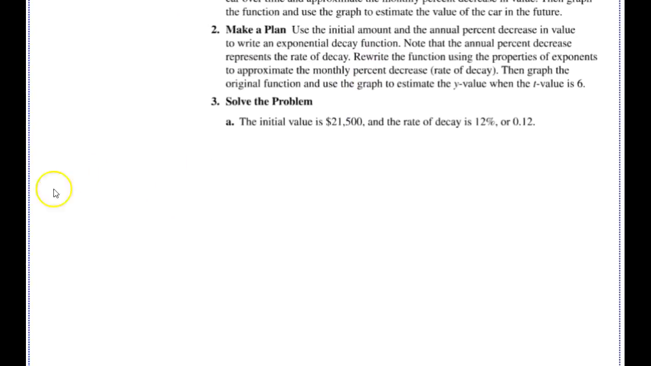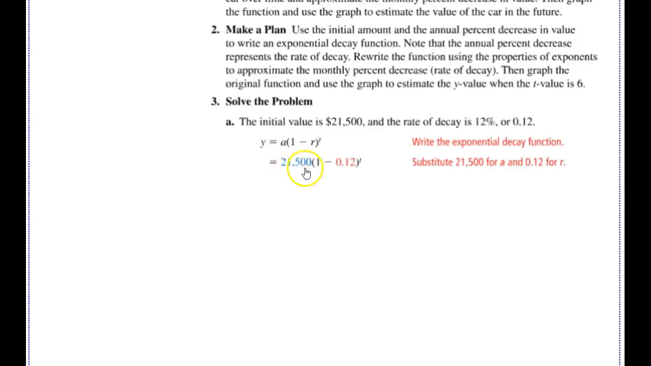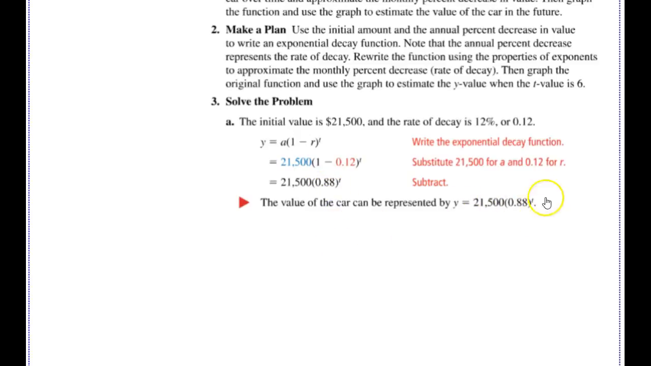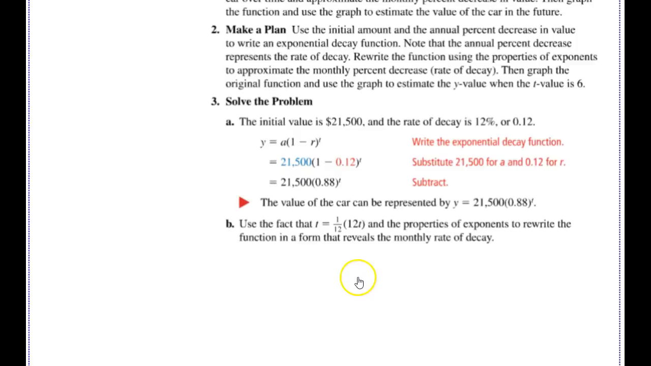So first I have to come up with all the information that I have, right? And this is what we talked about. Here's my initial value and my rate of decay. Then I take my formula, and remember I have to figure out if it's growth or decay first. I knew it was decay, so I'm going to be subtracting R, and I plug in what I know. My initial value is here, my rate is here, and then I can simplify and subtract, and so then I write my final equation.